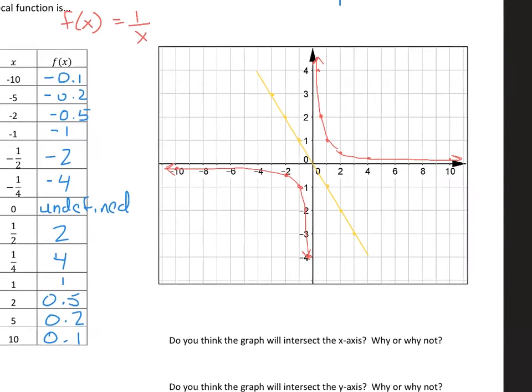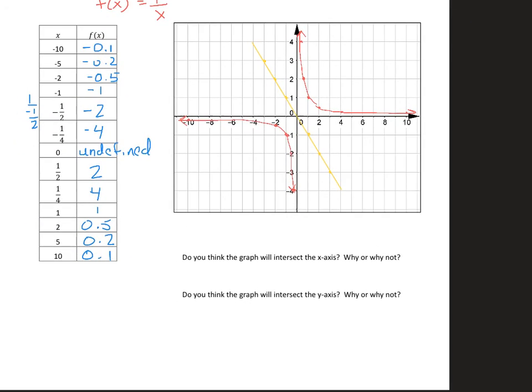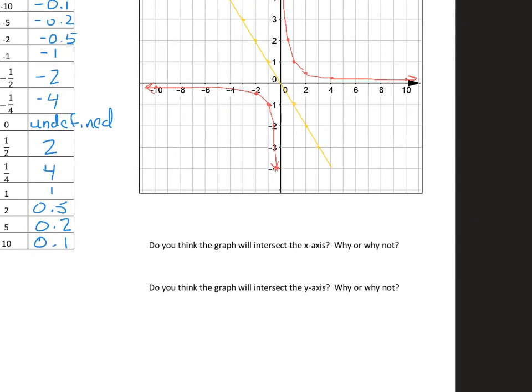Okay, let's talk about the domain and range. So the questions I posed: do you think the graph will intersect the x-axis? Why or why not? And likewise, do you think the graph will intersect the y-axis? Why or why not? Hopefully you can see the trend here on our graph. The quick answer on both is going to be no.